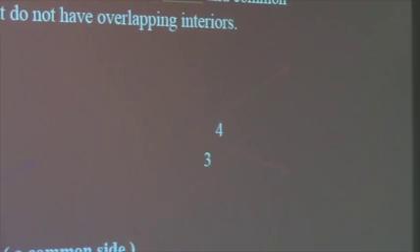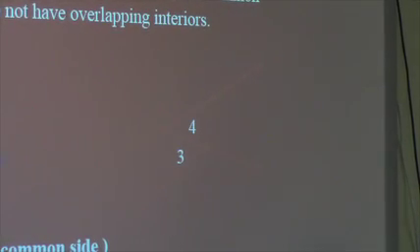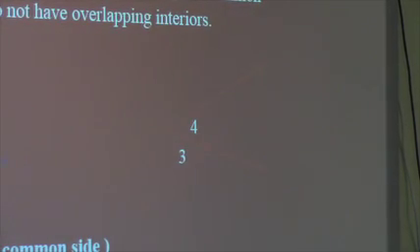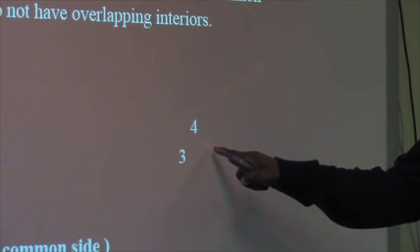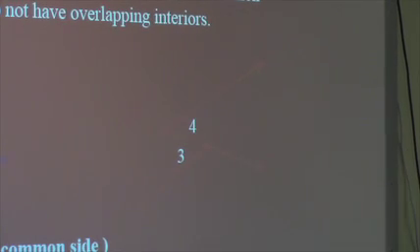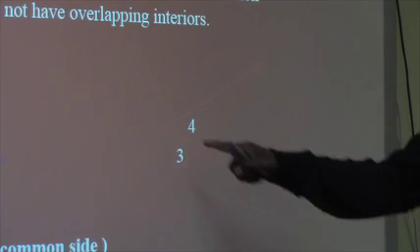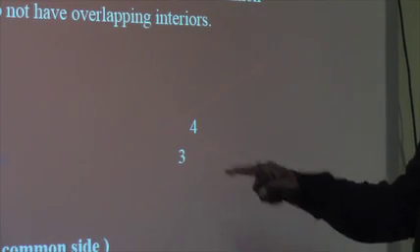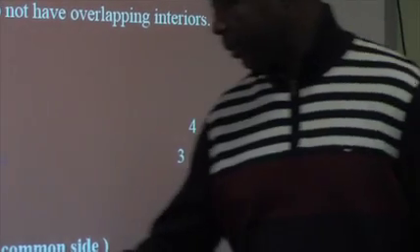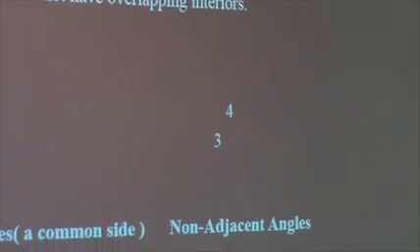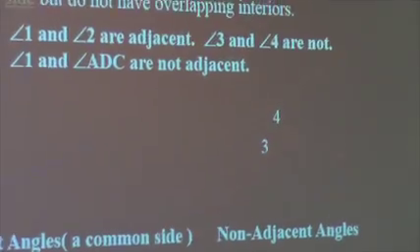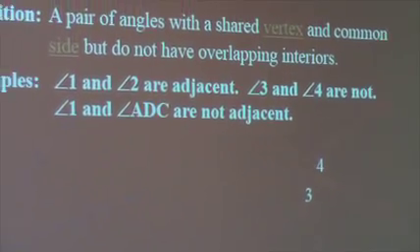Now, whereas over here, angles 4 and 3 will not be adjacent angles because they do not have a shared vertex. Here's a vertex for angle 3, and over here is a vertex for angle 4. Even though they have a common side between them, they do not have a shared vertex, so the angles here are not adjacent angles. Okay? So that's the explanation over here.